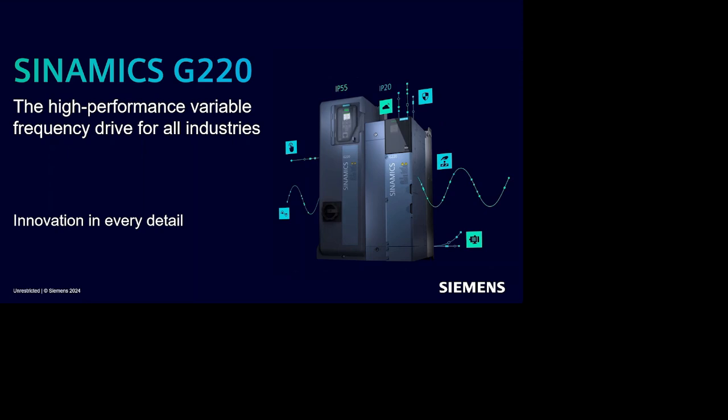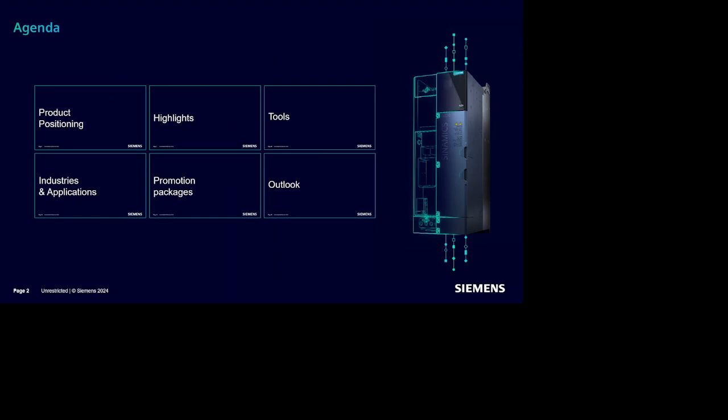And this is the agenda that we have prepared for today. First of all, and I wanted to be very clear on this, the product positioning, because I know the product has been promoted already for over a year, but still, it's not that easy to position the Sinamics G220 into our portfolio. So I want to touch that point. Then the key highlights, of course, what makes the Sinamics G220 unique, the engineering tools that we have for it, what kind of industries and applications the G220 is dedicated for or more suitable for, the promotion packages. I believe this is also a very important point for you all, and what is the outlook.